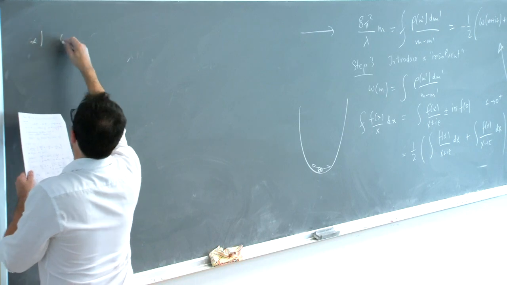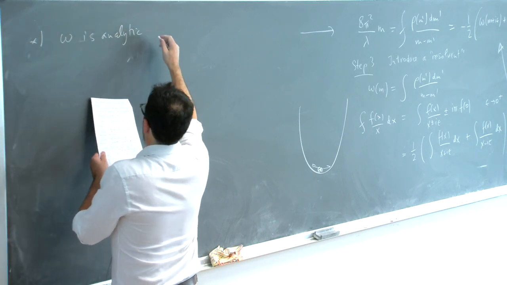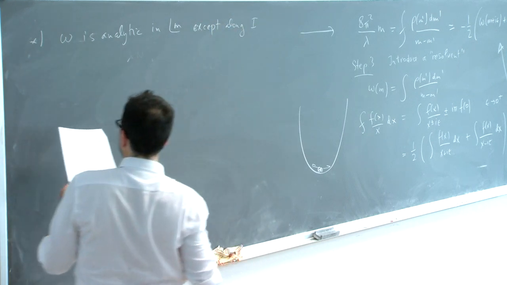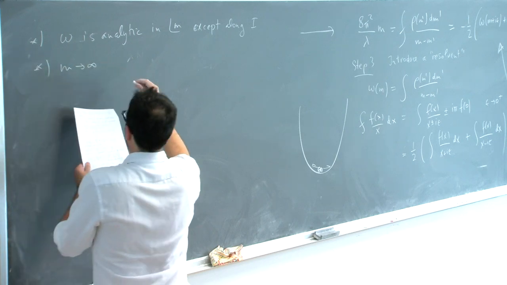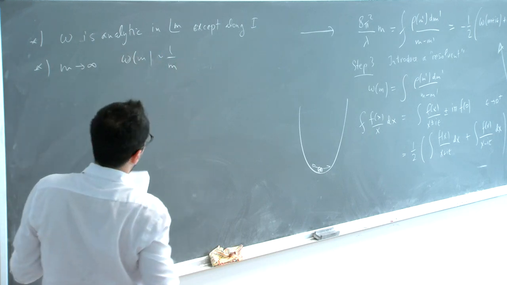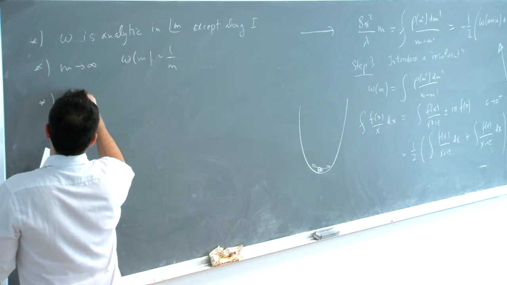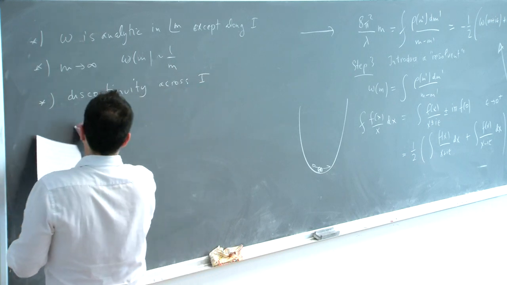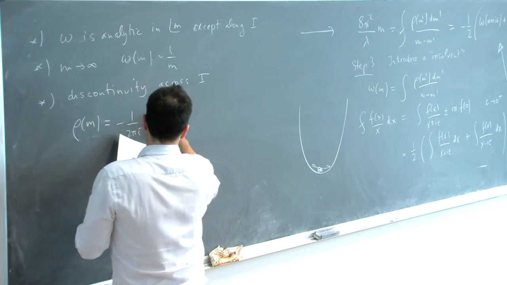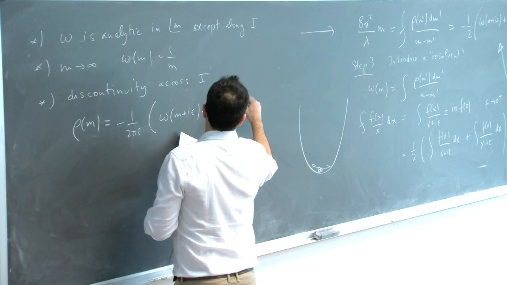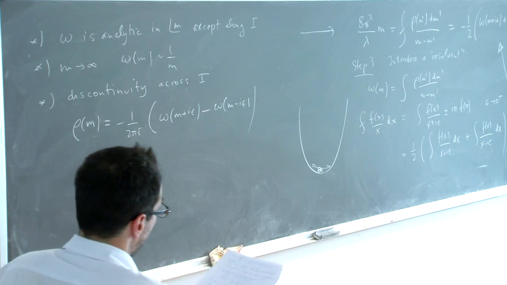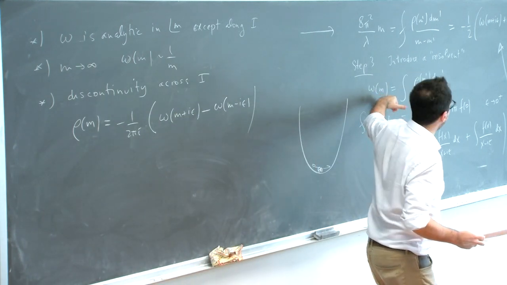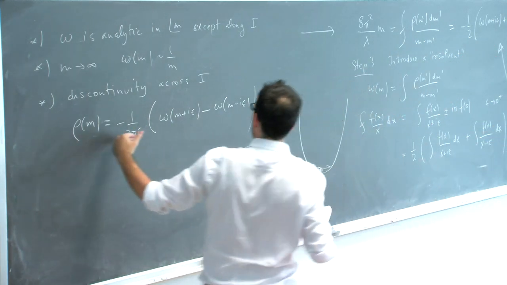Okay, then you have different properties. Omega is analytic in the M plane, except along the interval I. And then when m goes to infinity, it has to behave like 1 over m, due to the normalization of the distribution of eigenvalues. Then you can use Cauchy's theorem to discover that there is another equation, a discontinuity equation across I, which tells you that rho of m is minus 1 over 2 pi times the difference of omega at plus and minus epsilon. So what is the strategy? We want to find the resolvent omega. After we have the resolvent, we can find the distribution of eigenvalues using the discontinuity equation.